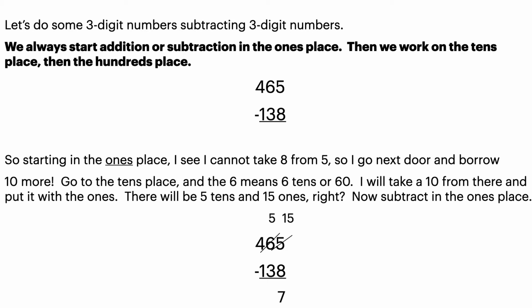And the 6 means 6 tens or 60. I will take a 10 from there and put it with the ones. There will be 5 tens and 15 ones, right? Now subtract in the ones place. 15 minus 8 equals 7.